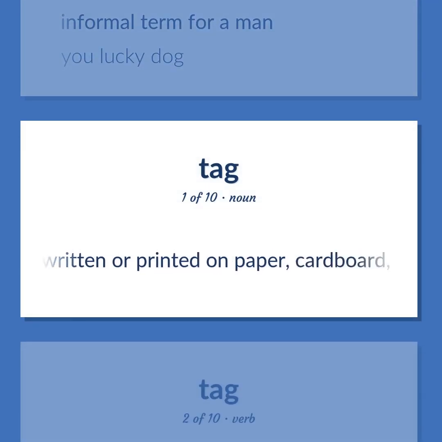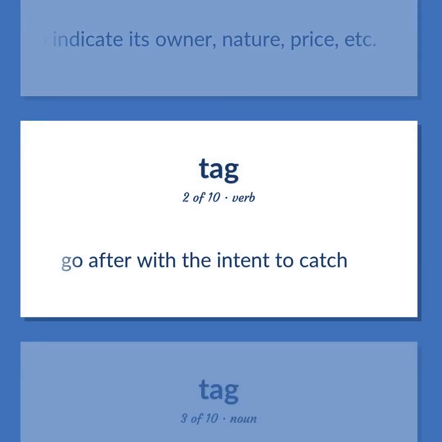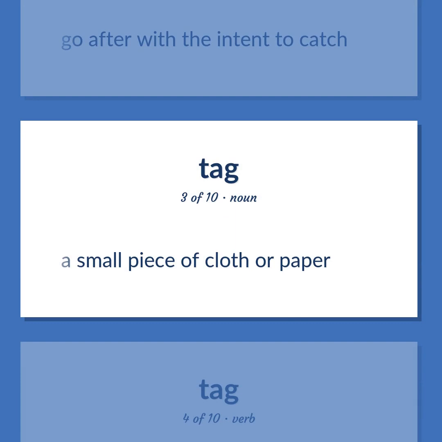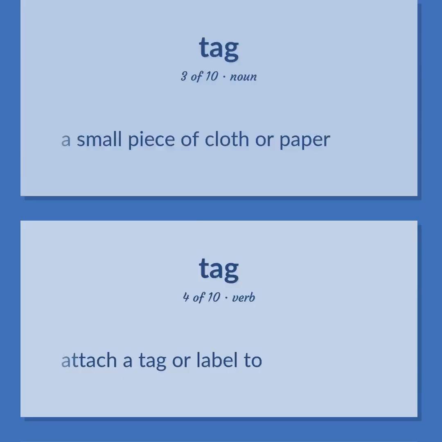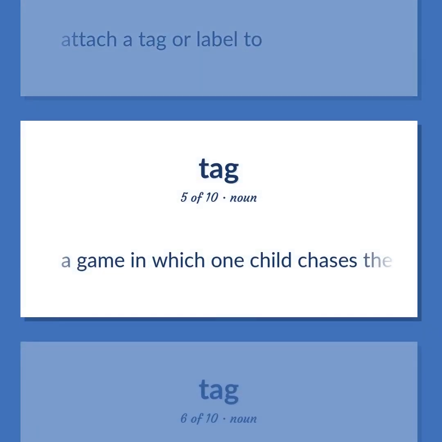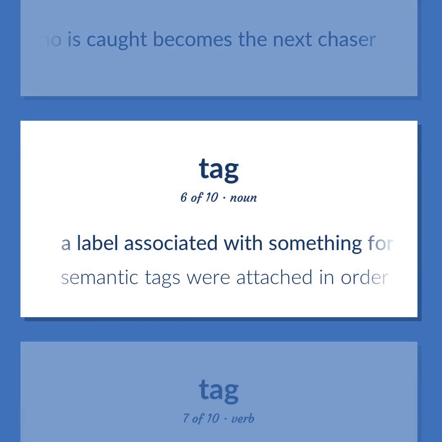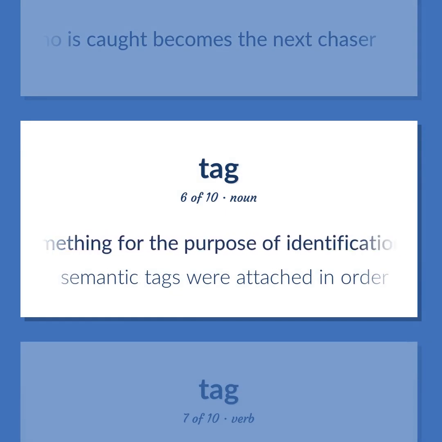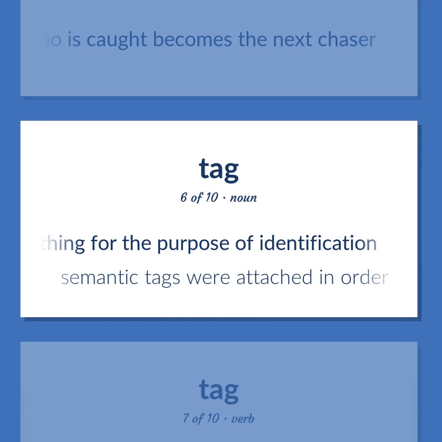A label written or printed on paper, cardboard, or plastic that is attached to something to indicate its owner, nature, price, etc. Go after with the intent to catch. A small piece of cloth or paper. Attach a tag or label to. A game in which one child chases the others. The one who is caught becomes the next chaser. A label associated with something for the purpose of identification. Semantic tags were attached in order to identify different meanings of the word.